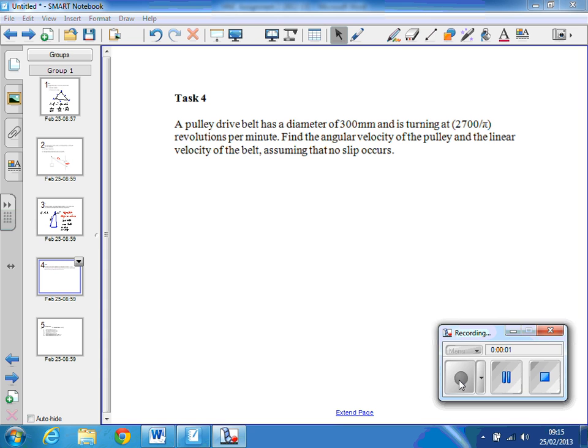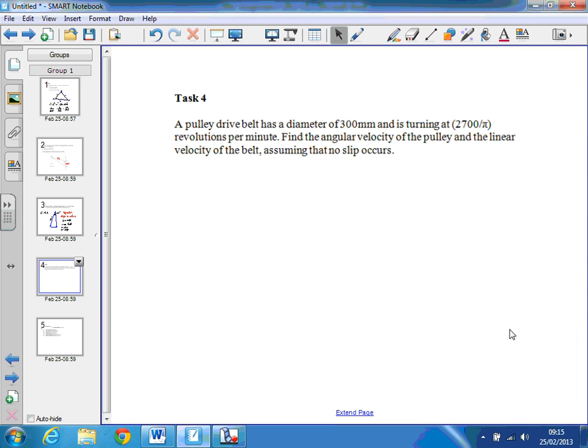To task 4. You've got a pulley belt that has a diameter of 300 millimeters and is turning at 2,700 divided by pi revolutions per minute. Find the angular velocity of the pulley and the linear velocity of the belt, assuming that no slip occurs.